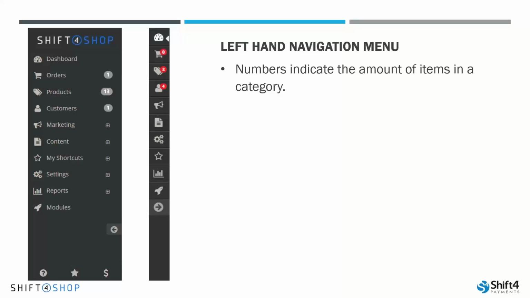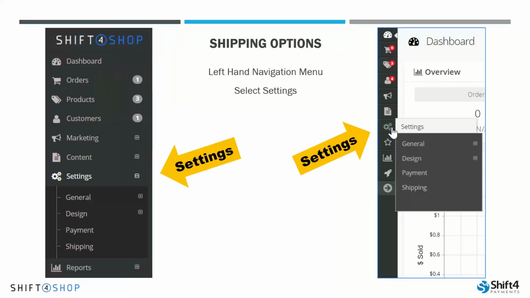We notice that there are numbers at the top of the left-hand navigation menu. That's going to give you a snapshot of what you have in each of those categories. So our fully expanded left-hand navigation menu has 1 order, 13 products, and 1 customer. Off to the right, they have no orders, 3 products, and 4 customers. So just a snapshot.